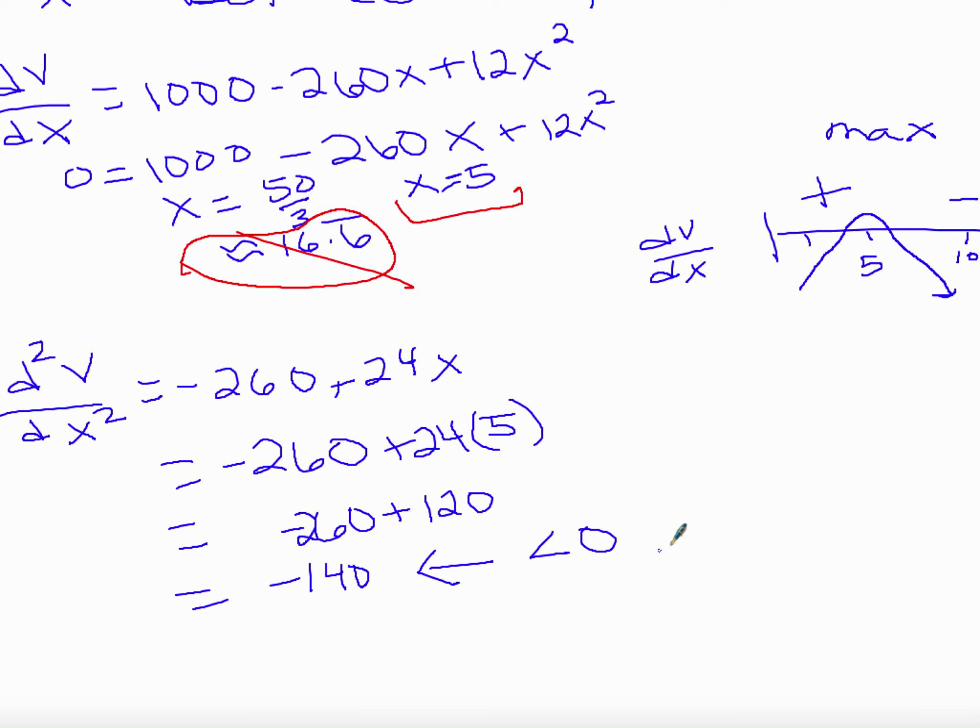What that means is that we're concave down at 5. And if we're concave down, then what we have is a maximum. So either way, we've got a max where x is equal to 5. And there we go.